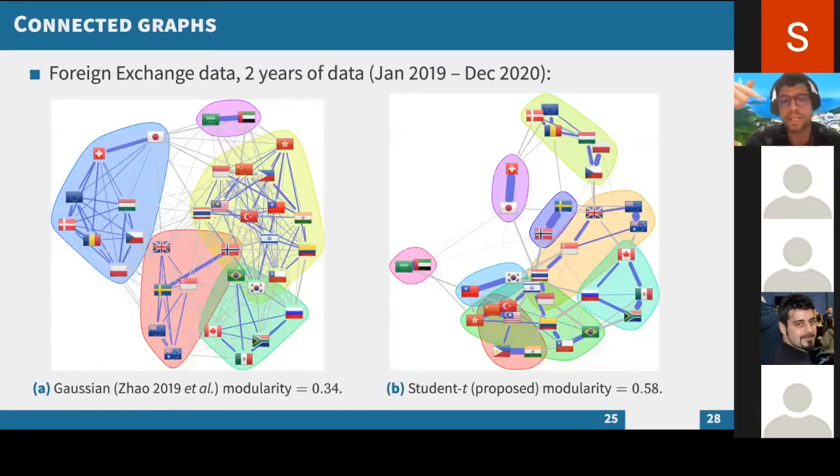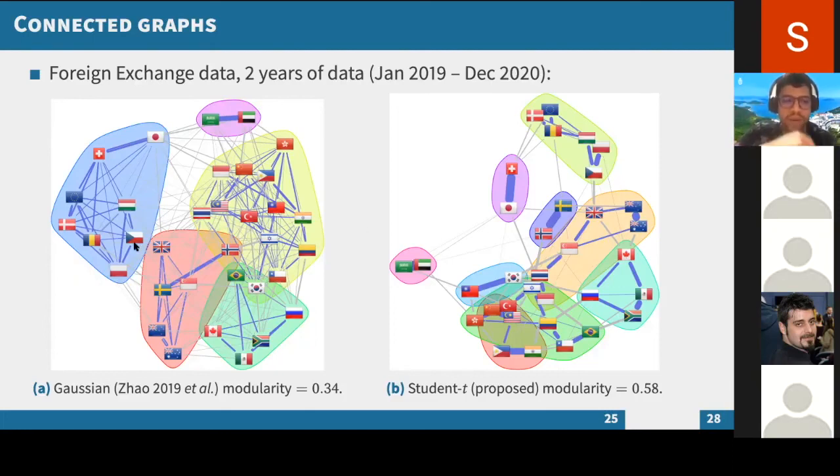Now, I would like to show these little experiments that I did with foreign exchange data, which is currency data. So basically, it's the price of a currency over time with respect to another currency. In this case, I took the US dollar as the reference, and then I estimated the networks of this data set with both the state of the art algorithms and with our algorithm. And we can also verify the same thing, right?